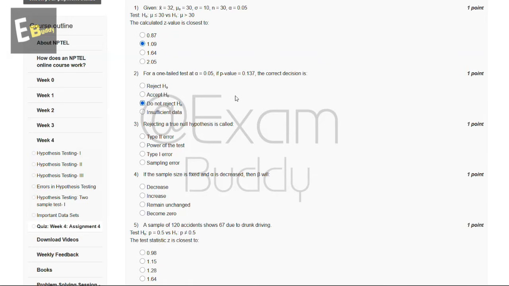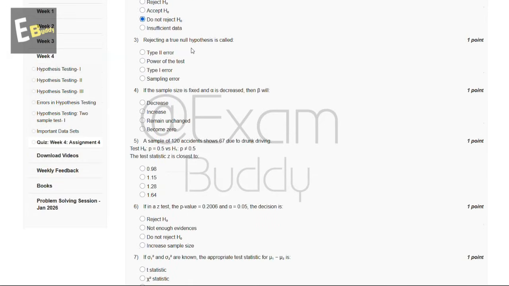And now let's go to our question number 3. Rejecting a true null hypothesis is called, so these are the options: type 2 error, power of the test, type 1 error, sampling error. So the answer for our third question is C, type 1 error.